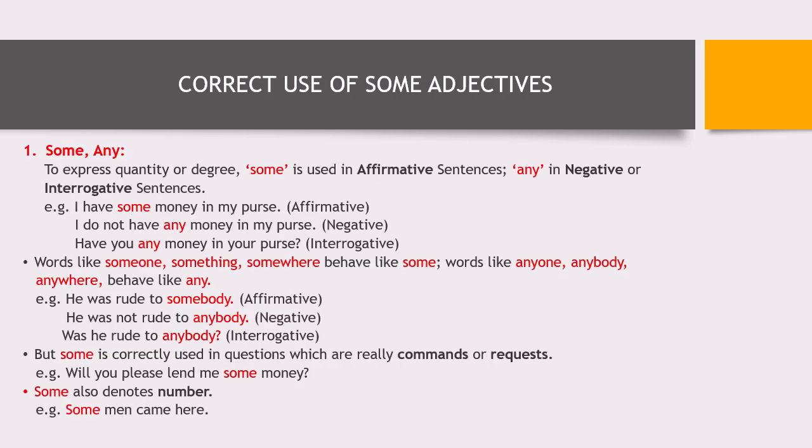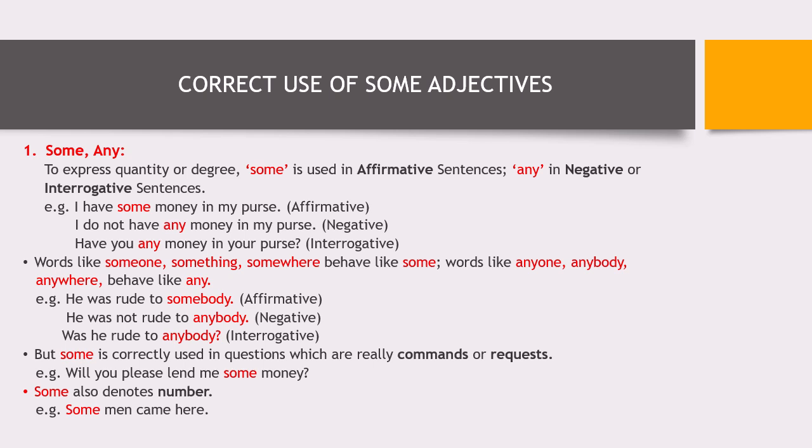Correct use of some adjectives. 1. Some. Any. To express quantity or degree, some is used in affirmative sentences, any in negative or interrogative sentences. For example, I have some money in my purse. Affirmative. I do not have any money in my purse. Negative. Have you any money in your purse?